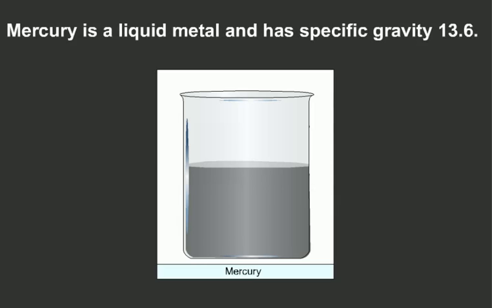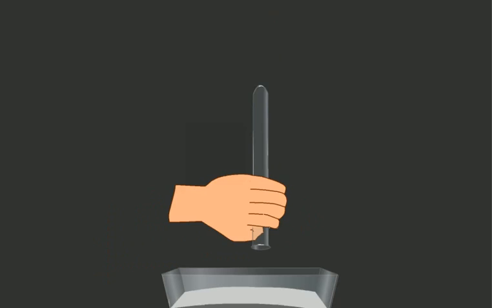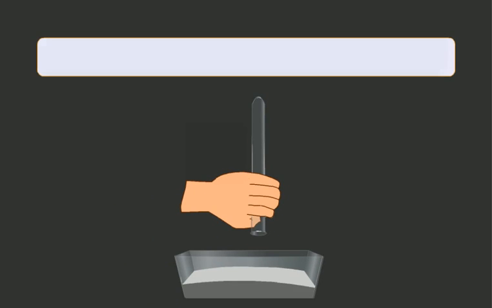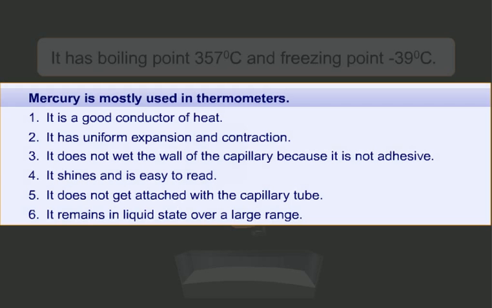First, mercury. Students, mercury is a liquid metal and has a specific gravity of 13.6. It does not attach to the surface of the capillary tube and it is very sensitive to heat. It has a boiling point of about 357 degrees centigrade and a freezing point of minus 39 degrees centigrade. Mercury is mostly used in thermometers. The following are the reasons responsible for its popularity.